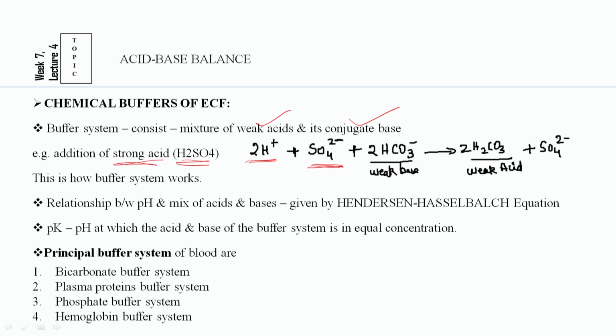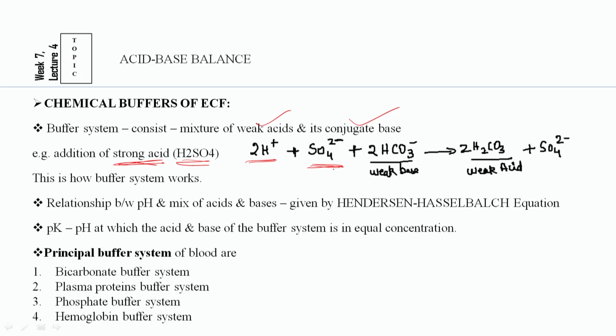Now here it is a strong acid. Whenever a strong acid is there in the body, it will try to react with the weak base so that it can convert the strong acid into a weak acid, by which it will create less disturbance to the system, or it will be less toxic to the body.